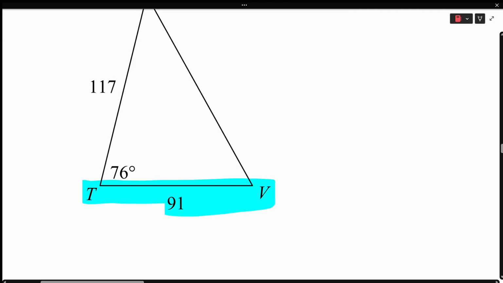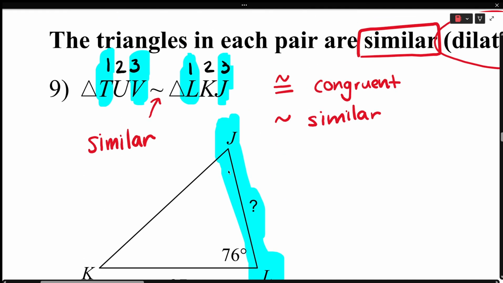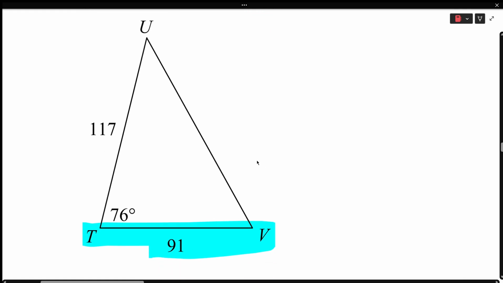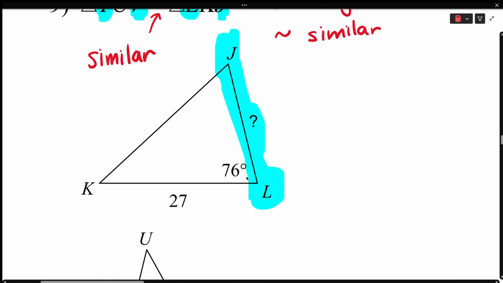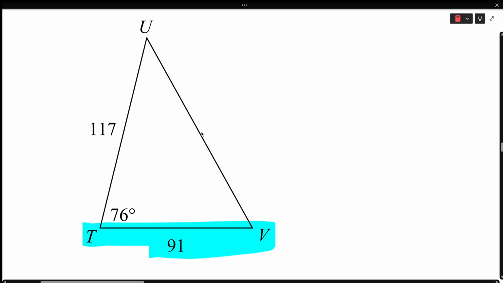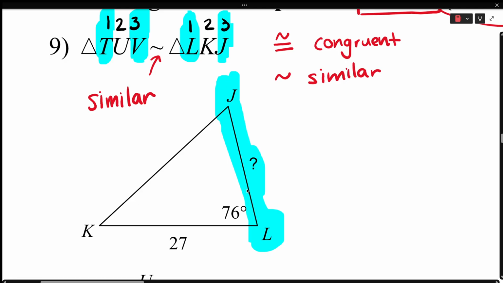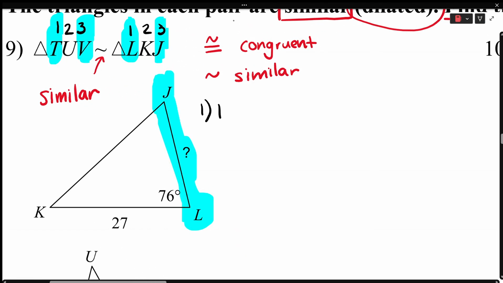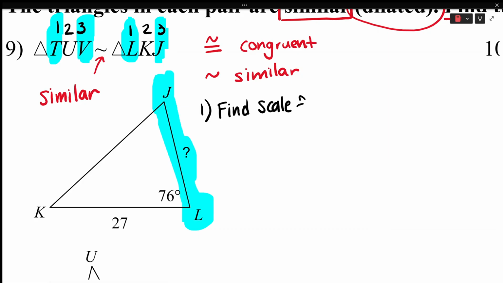So I know I have to do something with TV and JL because they're corresponding sides. But I need to find a scale factor first. Clearly this triangle is the smaller one, this triangle is the bigger one. So that's the first step here. We're going to find the scale factor. So step 1, find scale factor.